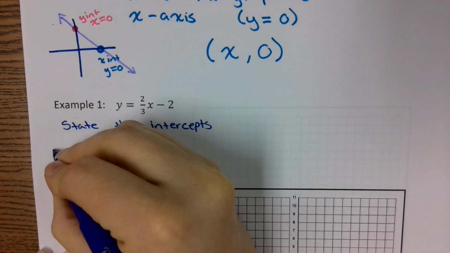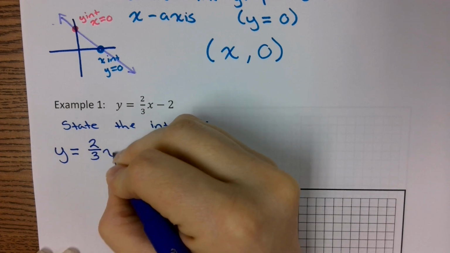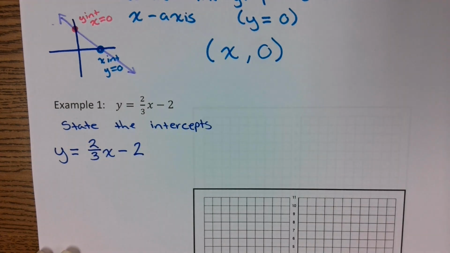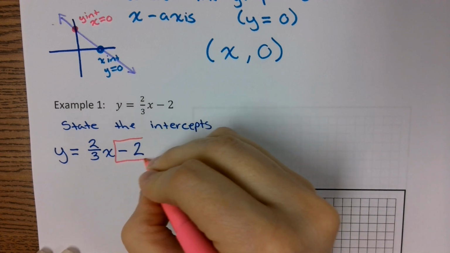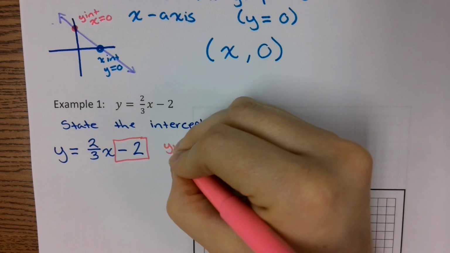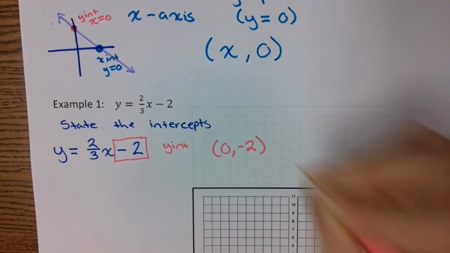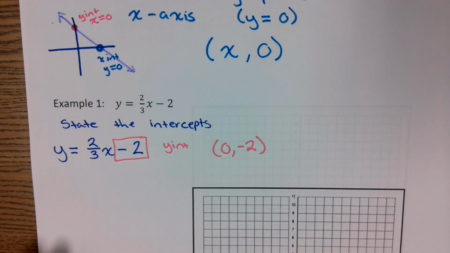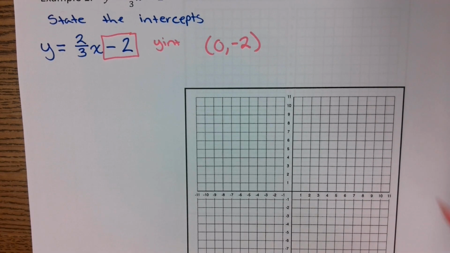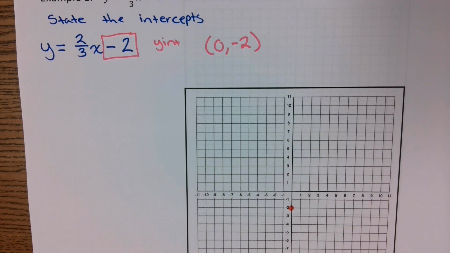So first things first, the easiest intercept to identify is going to be your y-intercept, right? Because we know the y-intercept is the plus or minus value in our slope-intercept form. That's our y-intercept, (0, -2). So if I were to go ahead and graph it, it would be very, very easy for me. I'm just going to come over to my graph, follow it down to where y is equal to -2, or 2 points down from the origin along the y-axis, and there's my y-intercept.